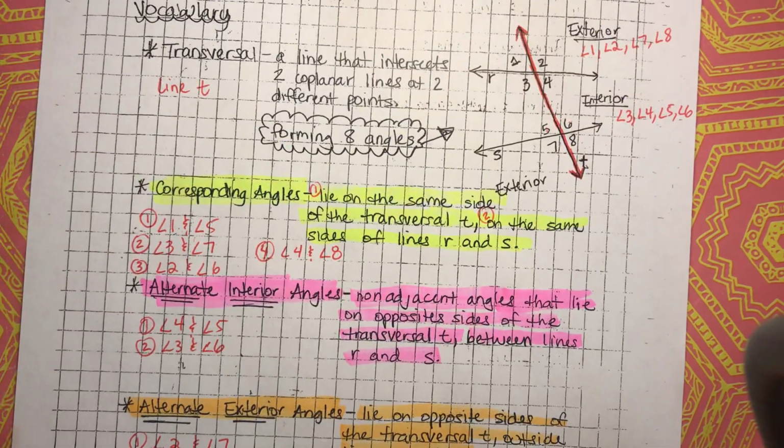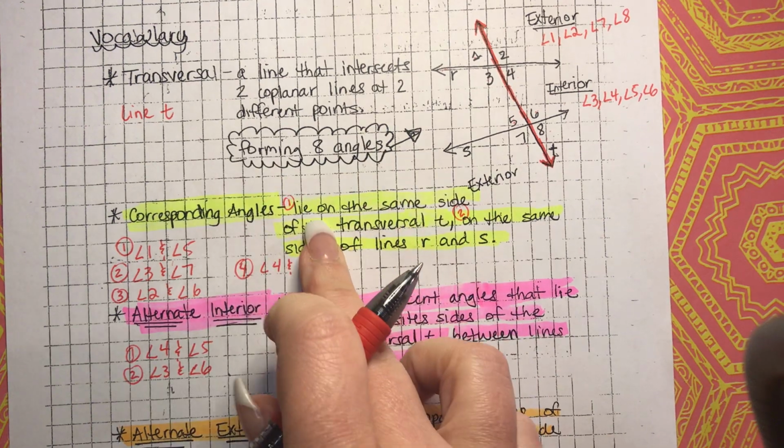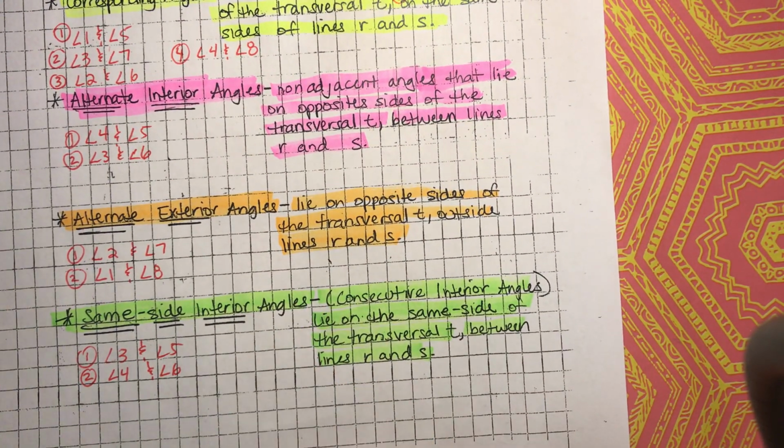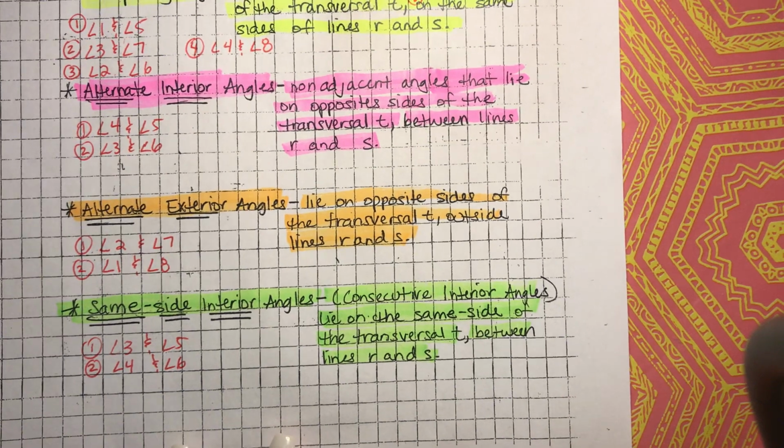All right, so we talked about transversal, corresponding angles, alternate interior angles, alternate exterior angles, and same side interior angles. Okay, we'll be back in just a little bit to go over and practice those with example 2.